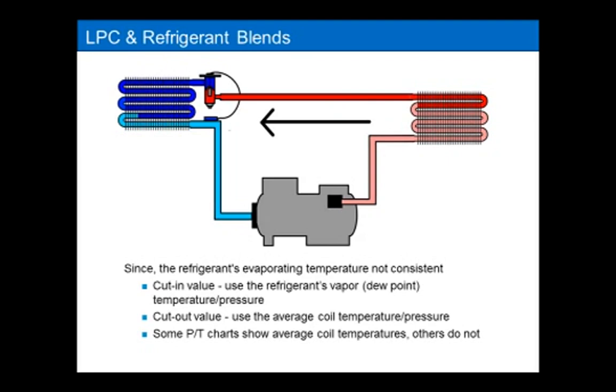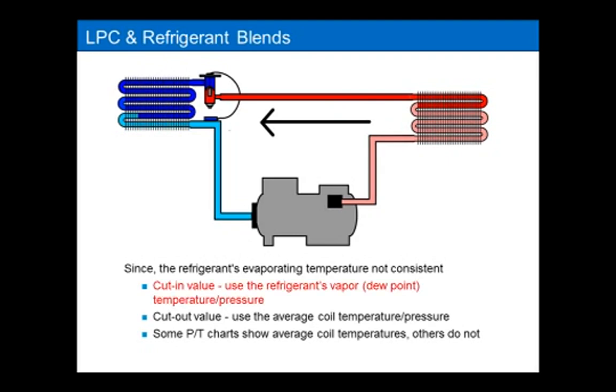However, a blend is a mixture of refrigerants mixed together, so they do not exhibit the same characteristics. As blended refrigerants evaporate in the evaporator, it's not a consistent temperature relationship. The temperature changes slightly as the refrigerant is boiling off. So how do you deal with that? Well, here's how we're going to deal with it.